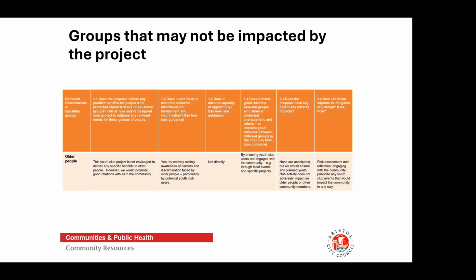And then the groups that may not be impacted by the project. So even though there are going to be groups that you don't have impact on, it is important to recognise and tell us. For instance, in this example, the youth club may have no direct impact on older people, but by engaging in a youth club, young people can become more connected to their community and could work to limit any negative impact on older people in the location, fostering community cohesion.